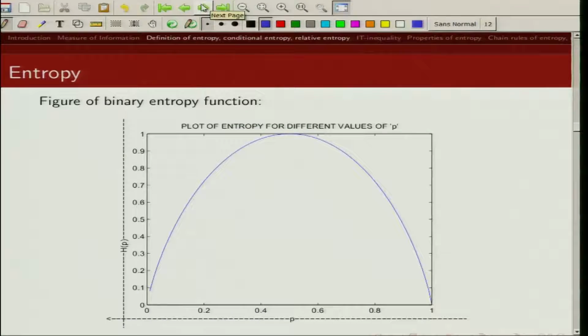And if you plot the binary entropy function, it looks like this. On the x axis you have the probability, and on the y axis I have plotted the binary entropy function. You can see that for p equal to 0 it is 0, and its maximum value is at p equal to 0.5, which corresponds to H(p) being 1.